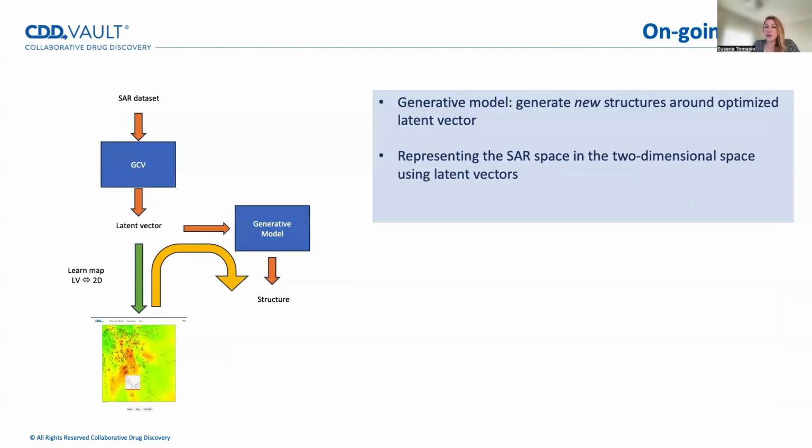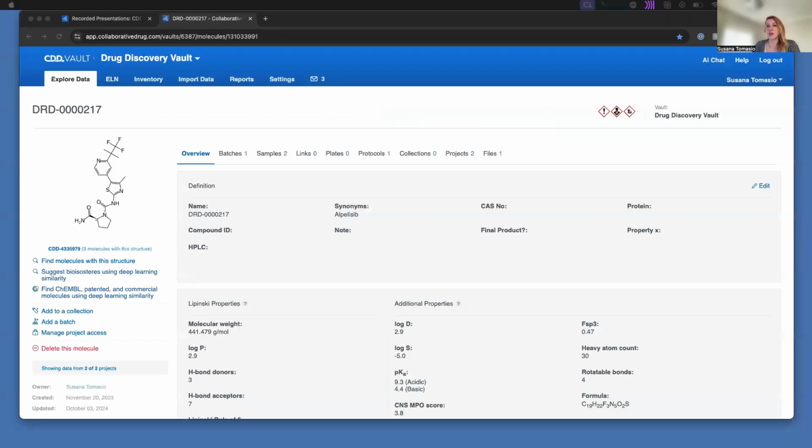And now, since the generative model can create the structural representation from a latent vector, then by optimizing the latent vector with a predictive model, it can generate novel structures around the optimized latent vector. This is currently being investigated using transformational vectors. Another application that is currently being studied is that we can represent the SAR space in 2D using the latent vectors. And therefore, then we can find the regions of high activity and reverse it back to the structure. So this is it for the deep learning model.